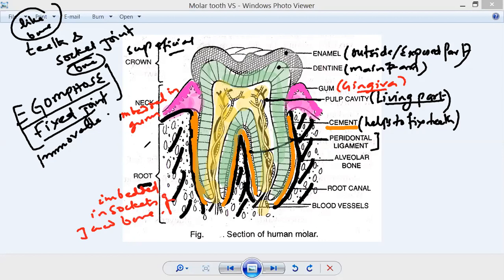Understand? So this is one drawing that we have seen. Now we will try to draw one so that you can also draw it. Okay.